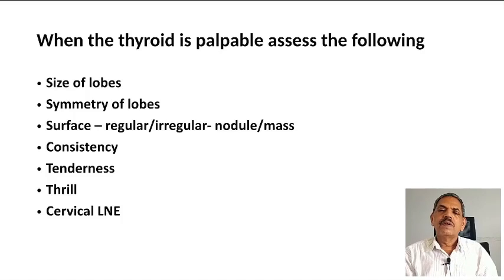Next, you have to see whether there is any tenderness or not. In thyroiditis, the thyroid will be tender. And next, when you keep the hand over the vascular mass, you can feel the thrill over it, and never forget to see the opposite lobe as well as cervical lymph node enlargement.